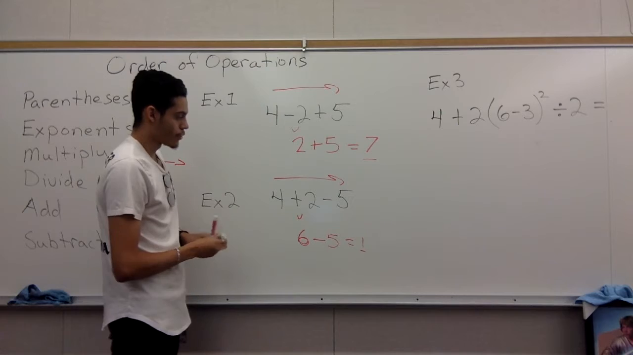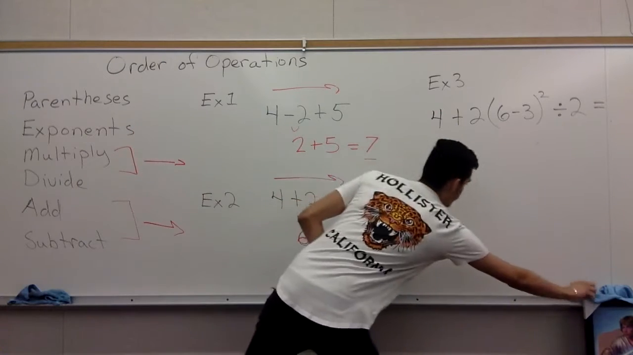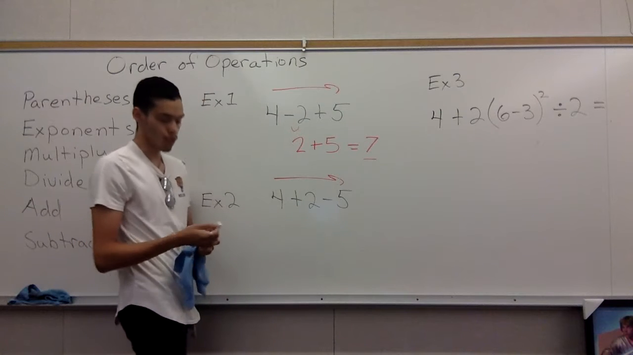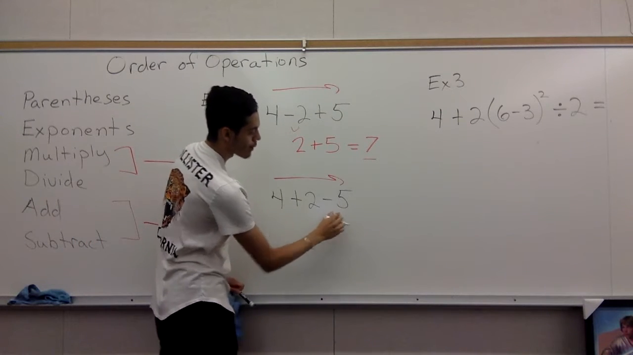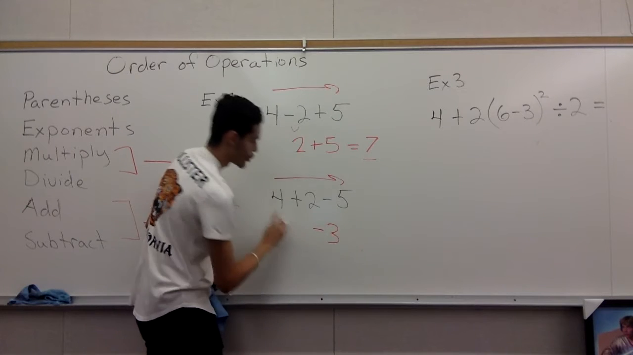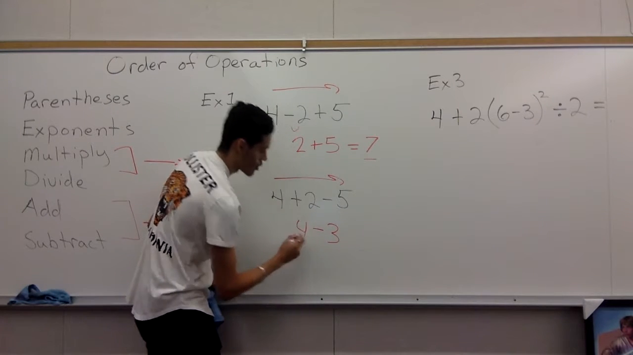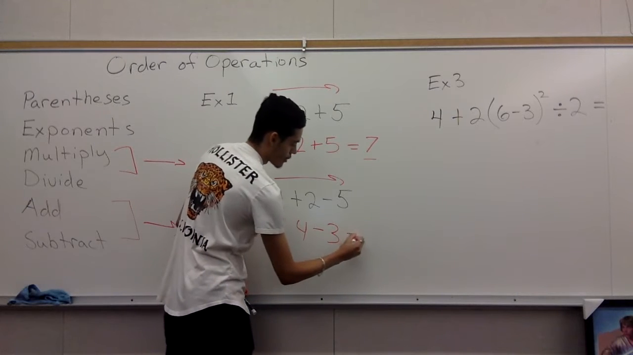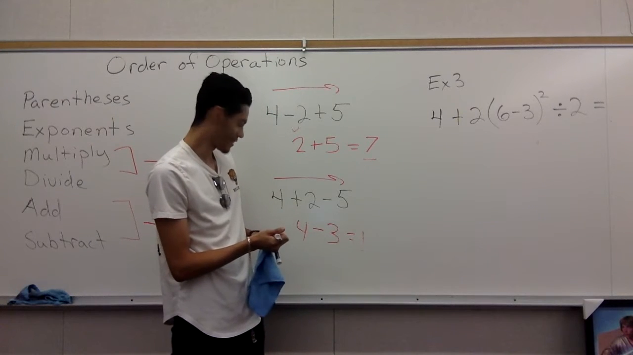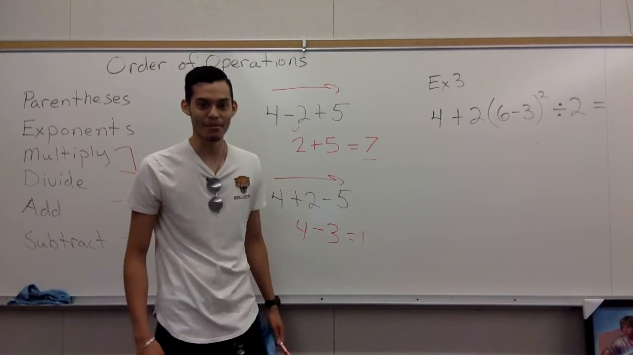You wouldn't want to, in the case that you would do it backwards, you would get the wrong answer. So if you do 2 minus 5 first, you would get negative 3. You bring down the 4, you get 4 minus 3. You get the same answer. Wait, did I do it wrong? No. Oh, that's terrible.